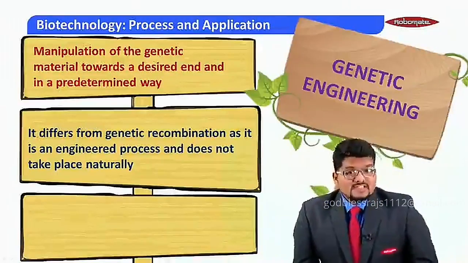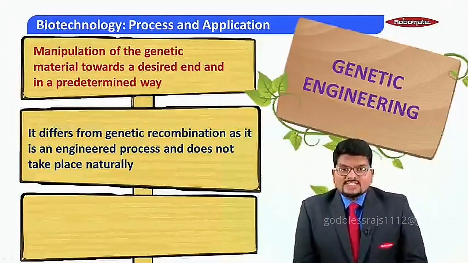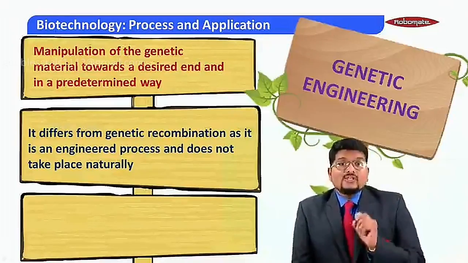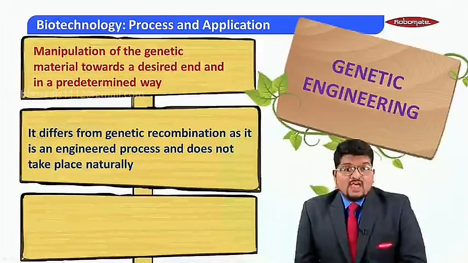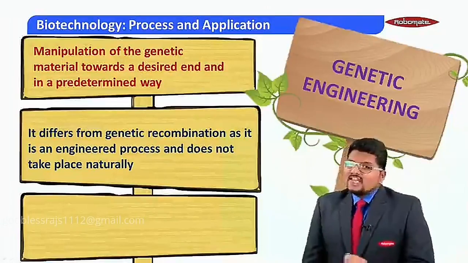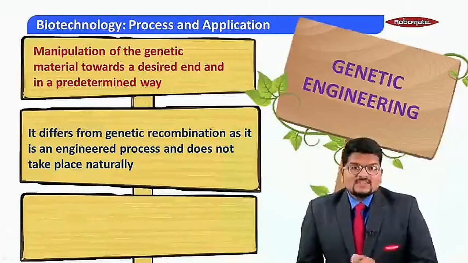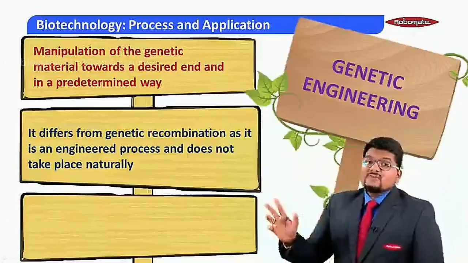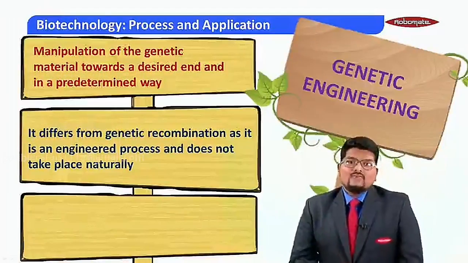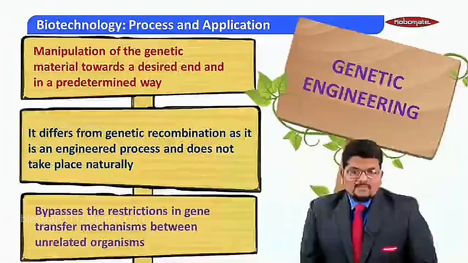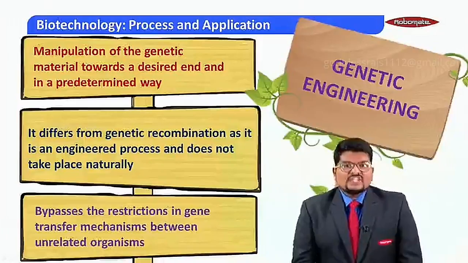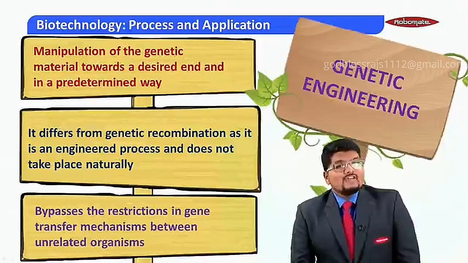Remember in the previous slides, we had a look at variations. Those variations were arising due to natural genetic recombination, which occurs due to sexual reproduction. But genetic engineering is not a natural process. It is an artificial process, and hence it is an induced form of variation. Next quality, genetic engineering bypasses the restrictions in gene transfer mechanisms between unrelated organisms.